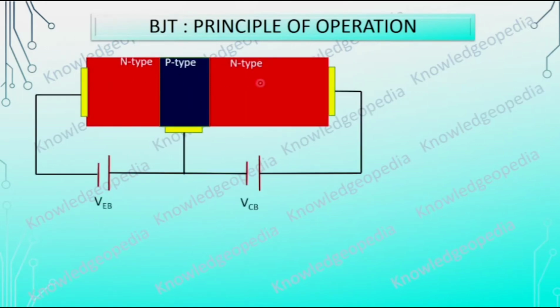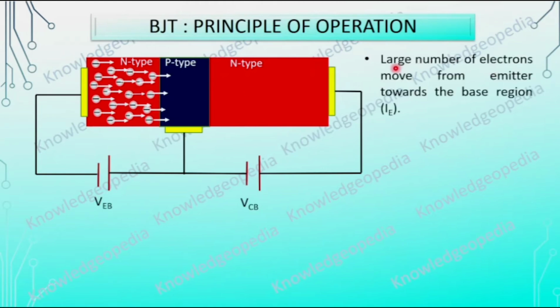So this is for the NPN transistor, and this connection we have seen, because this junction should be forward bias and this junction should be reverse bias. Now if this is forward bias, in case of a forward biased PN junction, what happens? There is a flow of carriers from one side to the other, right? In N type, the majority carriers are electrons, and as this junction is forward bias, these electrons can flow to the P side of this junction. Thus, under forward bias, a large number of electrons move from the emitter towards the base region.